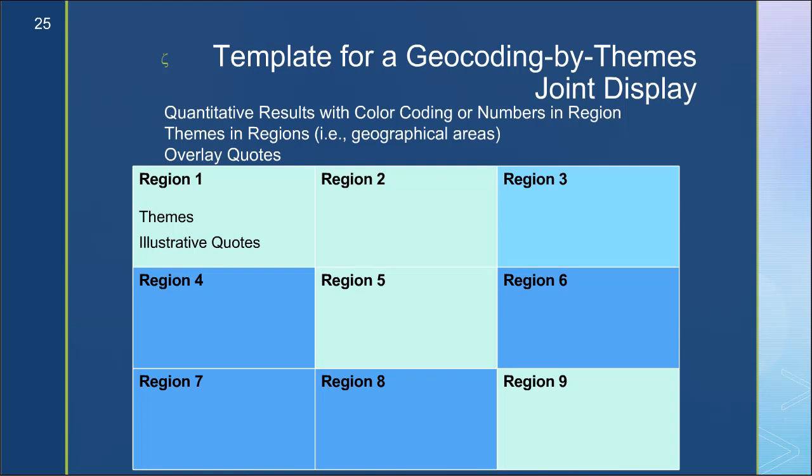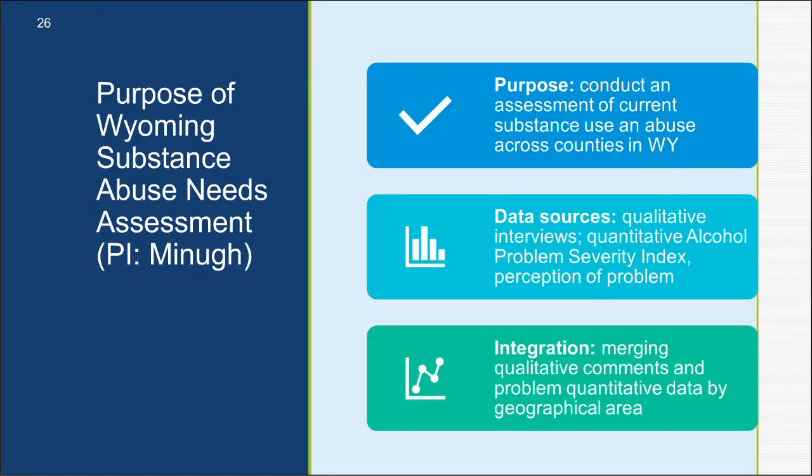So we can use things like color coding, as you see in this example, to indicate maybe levels of a categorical variable. So let's say high, middle, and lower scores on a certain measure. We could overlay themes, illustrative quotes. We could overlay other information like percentages in these. So let me now show you an example from the published literature.